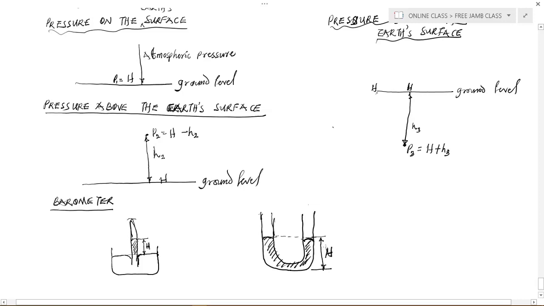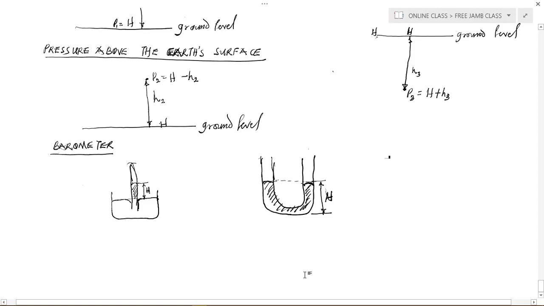Now, after that, we decide to use, even if it is a J-tube, let me use the J-tube now. You see the same thing. And we have J like this.